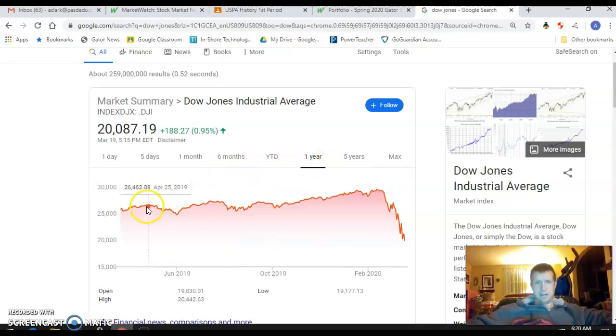Here's just the last year. You can get a better look of it. And it just plummeted. And it's going to keep plummeting. Most analysts right now are saying that the Dow Jones may get down as low as 15,000 points, which would put it back where it was probably 6, 7 years ago. So we might lose 6 or 7 years worth of money. So it's going to be a rough go of it in the stock market.